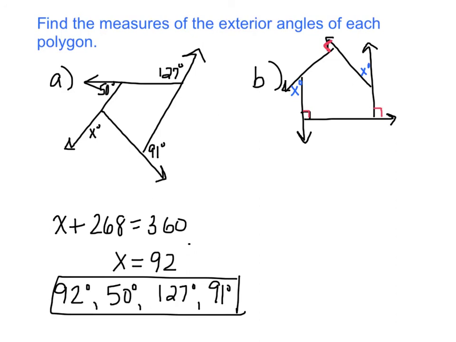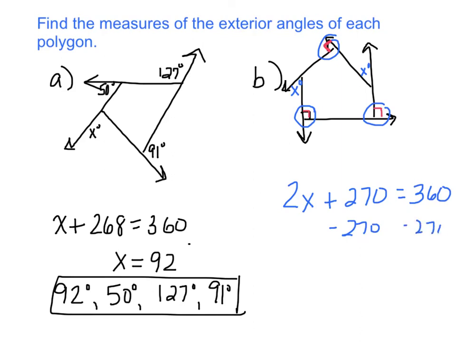In the second example, it is a five-sided shape. So you're going to have five numbers to add together. We have an x and we have an x, so that's going to give us 2x. But then you have a 90-degree angle here, a 90-degree angle here, and a 90-degree angle here. And 90 times 3 is 270. So 2x plus 270 equals 360 degrees. We subtract 270. 2x equals 90. Therefore, if I divide both sides by 2, my value of x is 45.